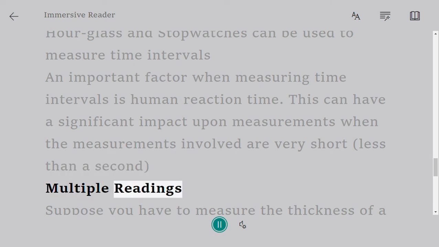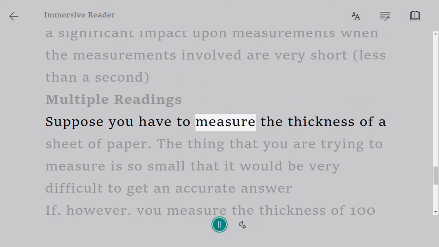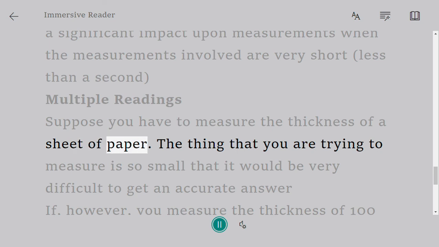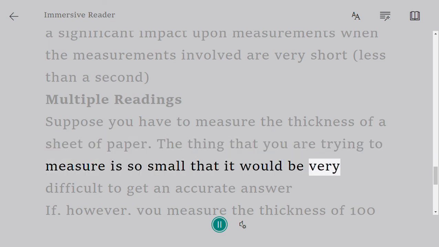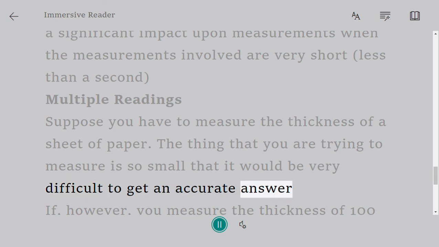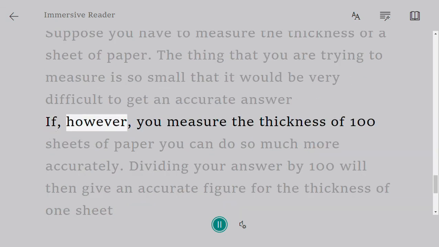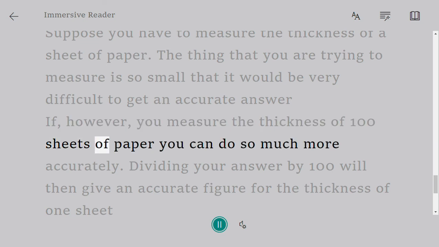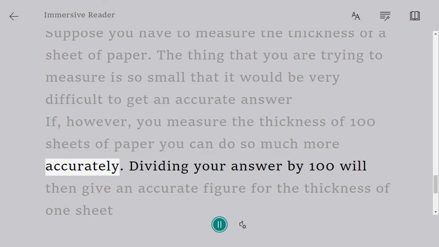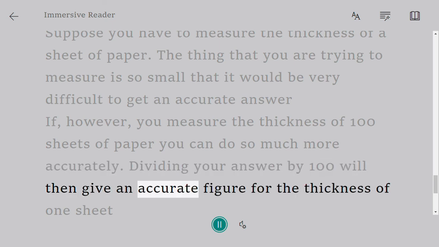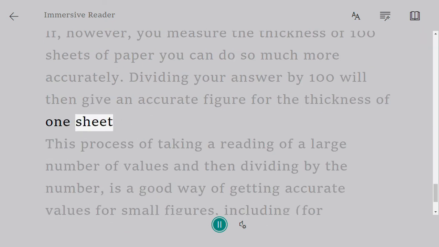Multiple readings. Suppose you have to measure the thickness of a sheet of paper. The thing that you are trying to measure is so small that it would be very difficult to get an accurate answer. If, however, you measure the thickness of 100 sheets of paper, you can do so much more accurately. Dividing your answer by 100 will then give an accurate figure for the thickness of one sheet.